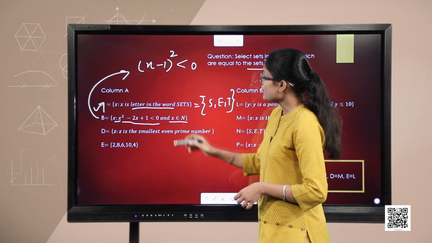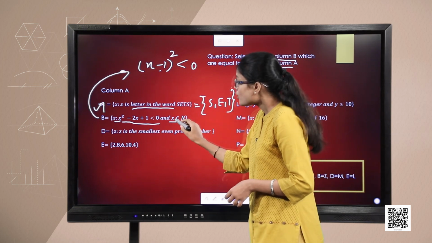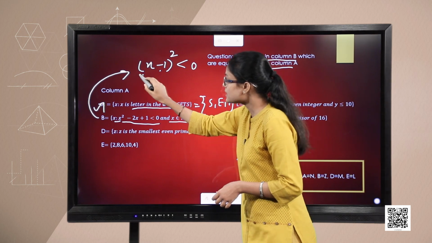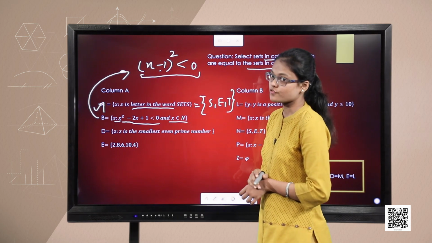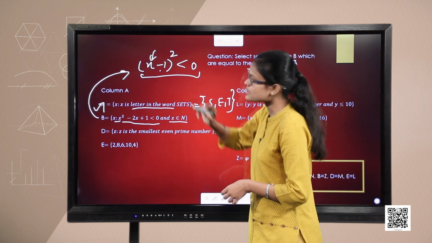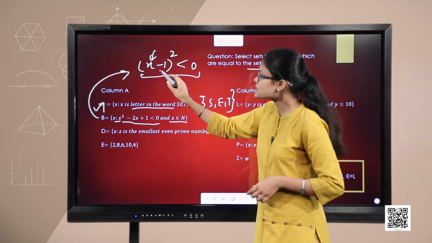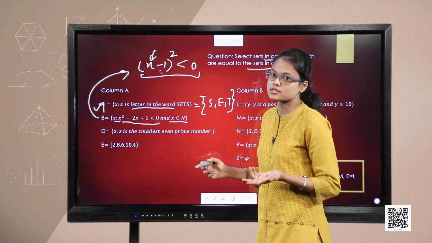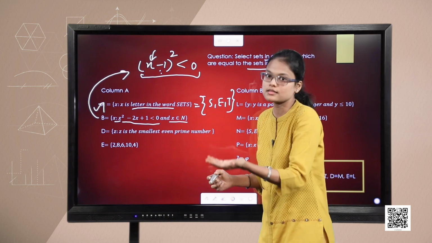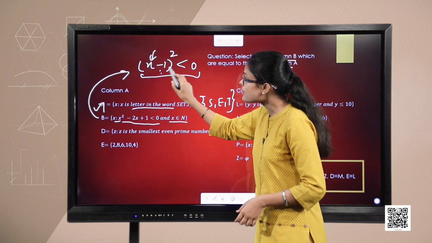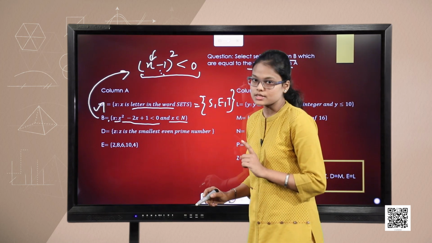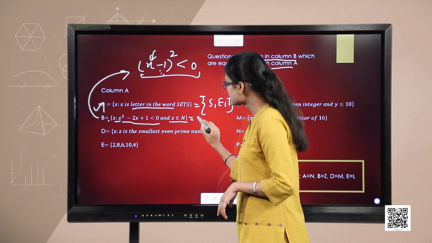Okay? And you may see that for no element x, this inequality is satisfied. That is, if we put any value of x in this, the value of this expression will always be positive. Either it will be equal to 0 or it will be greater than 0, but it will never be less than 0. So, this implies B is an empty set. So, we can write it as phi.